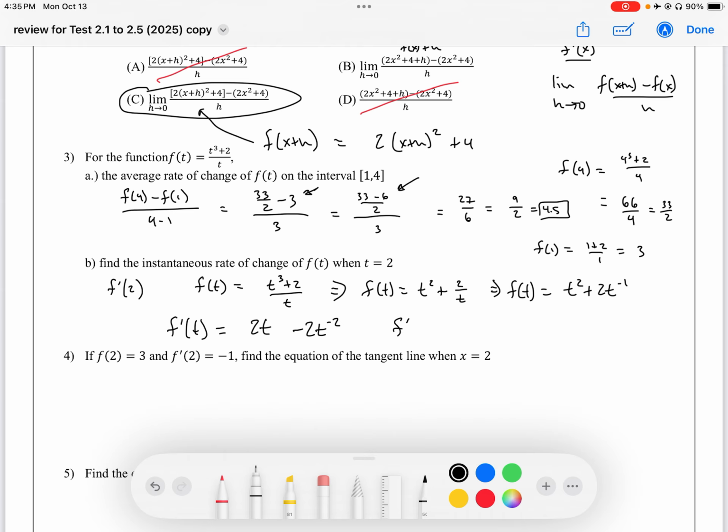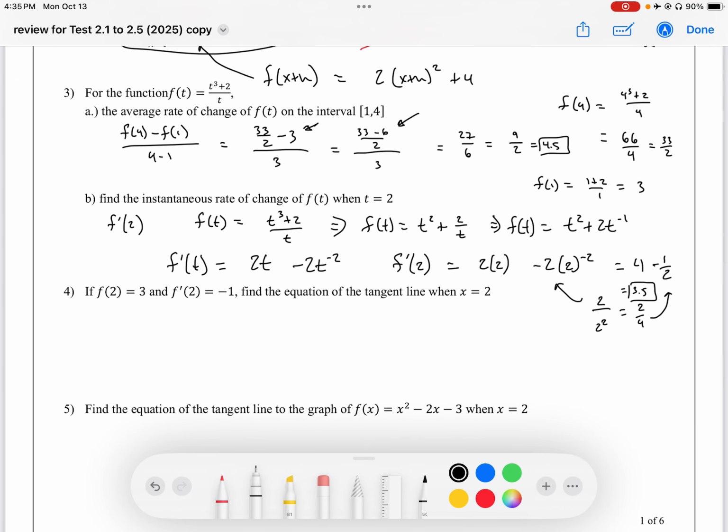Plugging in 2, f prime of 2 should be 2 times 2 minus 2 times 2 to the negative 2. 2 times 2 is 4, and it's going to be 4 minus 1/2, because this is 2 over 2 squared, which is 2/4, which is 1/2. So we should end up with 3.5 for the instantaneous rate of change at 2. Okay.